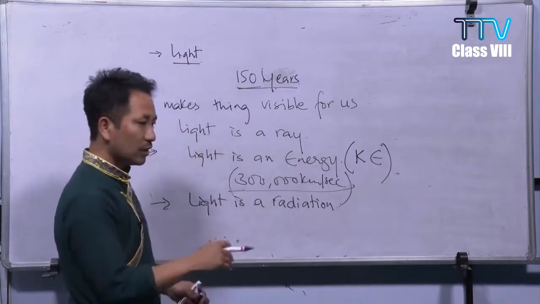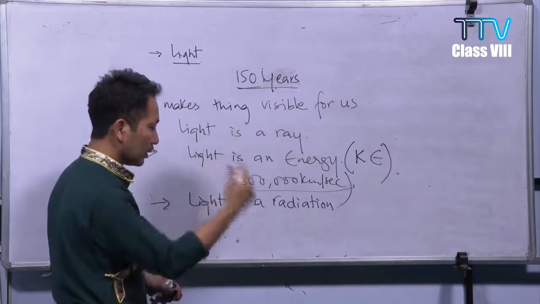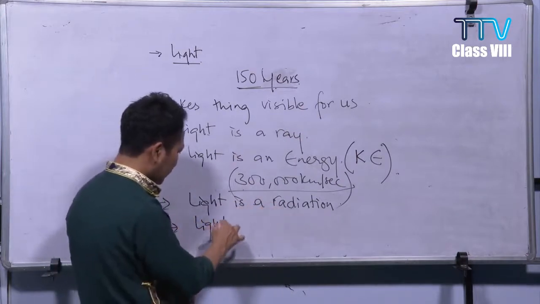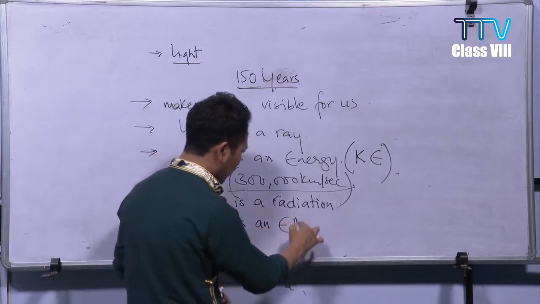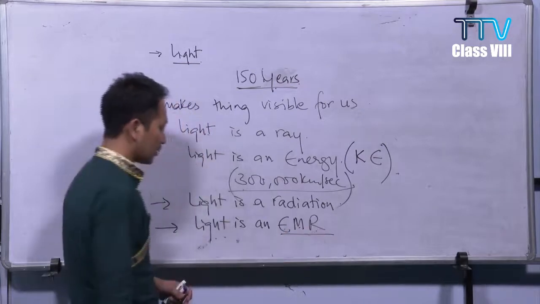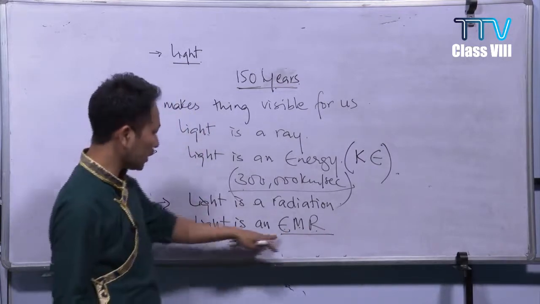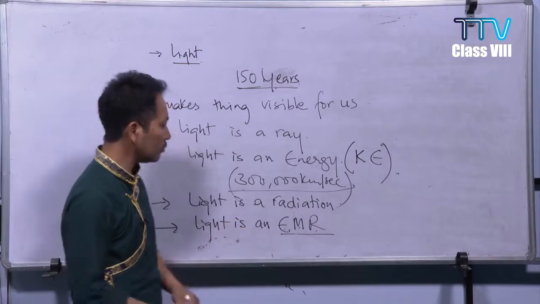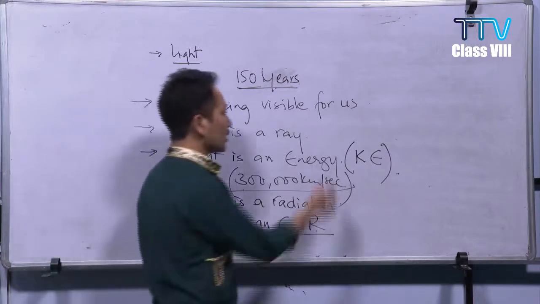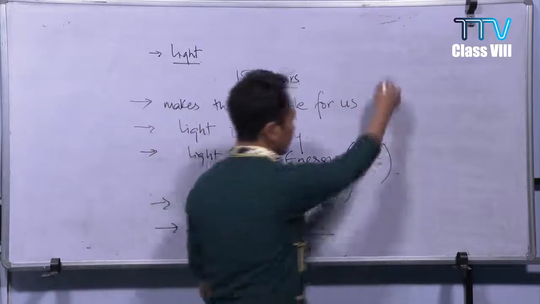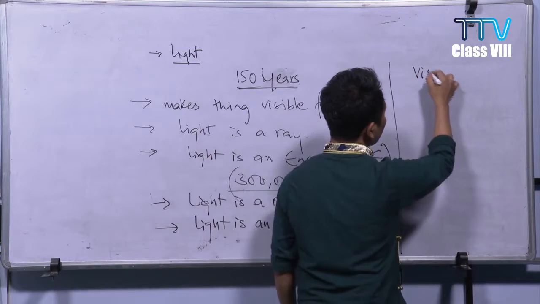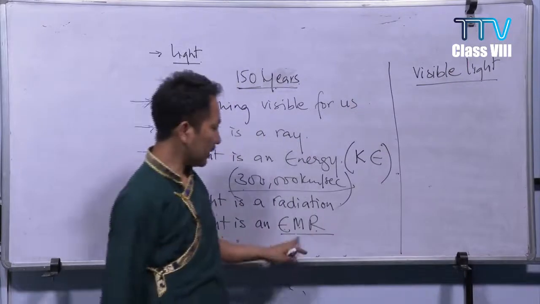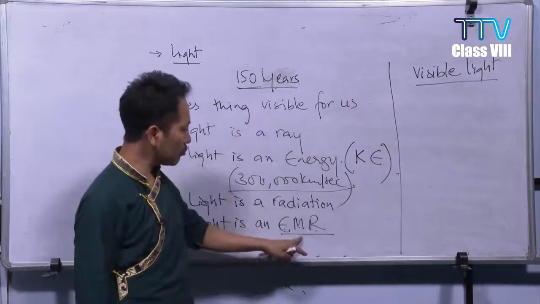Light is an EMR, electromagnetic radiation. You may say electromagnetic waves. We are primarily talking about visible light. We are focusing ourselves on visible light, the electromagnetic radiation.